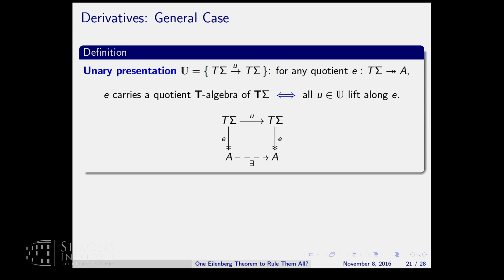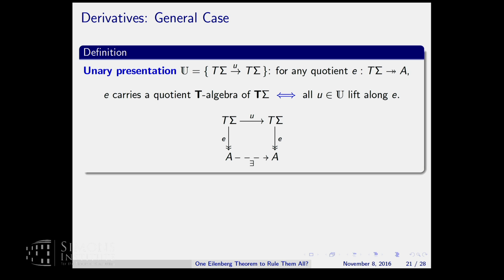So what we need is that our monad is not just any monad whatsoever, but we also need a good unary presentation on it. That's a bunch of unary operations such that any quotient in this category D carries a quotient T-algebra if and only if all these unary operations lift along it. So that's exactly the same property. And now, of course, it's true that if you have, for example, a finitary monad on sets, there always is such a unary representation, which you can construct, it's canonical, but it's probably useless because it's too big and unwieldy. So this is why we decided to make this another parameter of the framework.